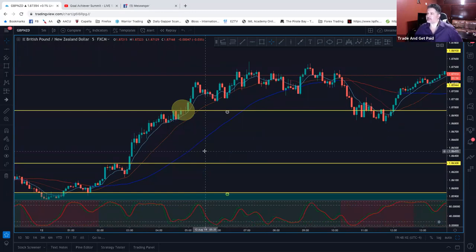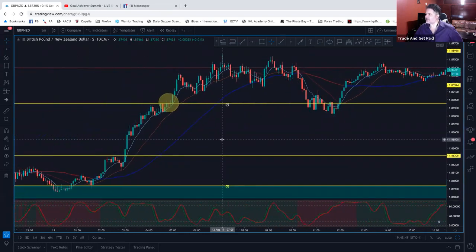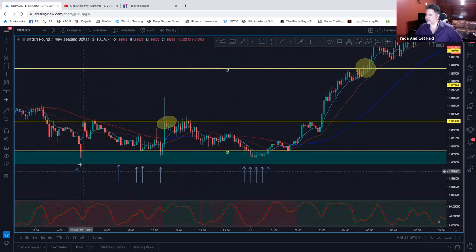Okay. This is GN from last night, by the way. This is the 5-minute. I put it at the 5 minutes so you can see it more clearly. This is what we were looking at last night.